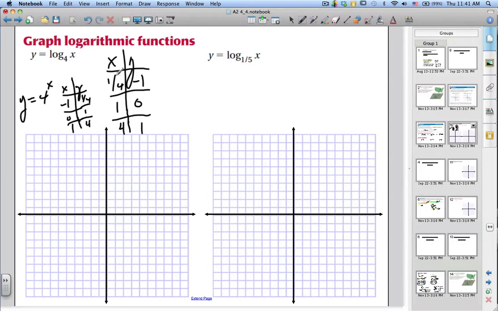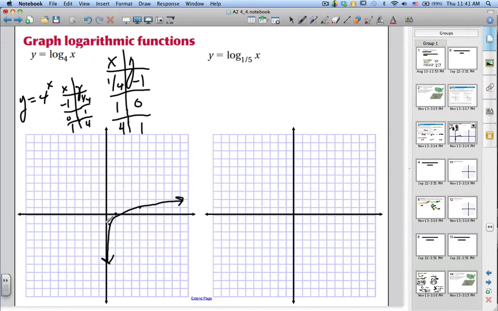All right, so you can see this is the relationship. So remember, when you're picking inputs, we want to pick easy inputs. We're picking powers of the base. This is the base to the -1 power, the base to the 0 power, and the base to the first power. So then when I graph that, when x is 1/4, y was -1. When x was 1, y was 0. And when x was 4, y was 1. And the graph comes up here and goes out that way.